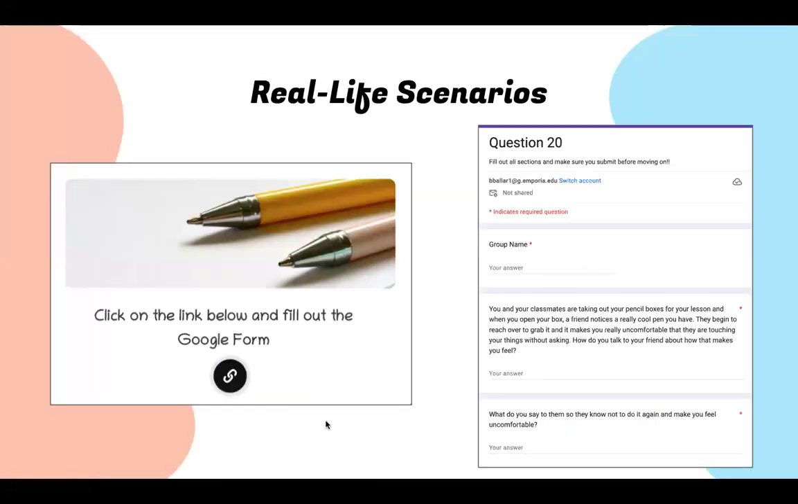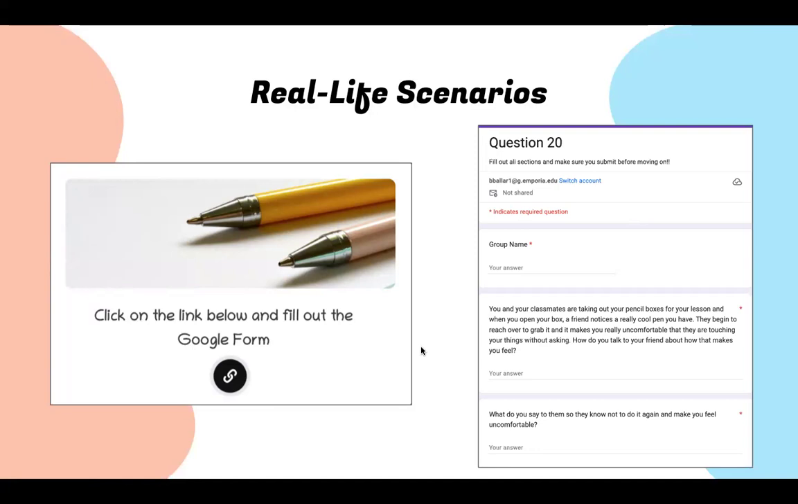Real life scenarios. So this one also, if they click on it, it'll say, click on the link below, fill out the Google form. It'll take them to a Google form. They'll have to write in their group name. That way we know whose is whose. And then they'll read the question. They'll talk about it with their group.